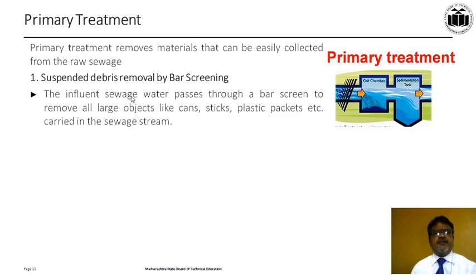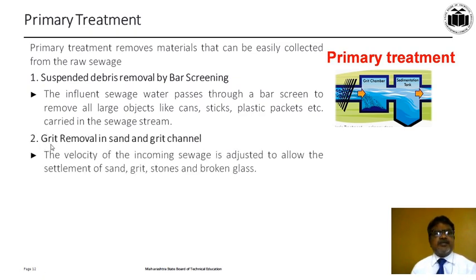The effluent sewage passes through a bar screen to remove all large objects like cans, sticks, plastic packets, etc. carried in the sewage stream. The second process is the grit chamber. Grit means sand, silt, small stones, broken glass, eggshells. These are called grits. These particles are removed in the grit chamber.